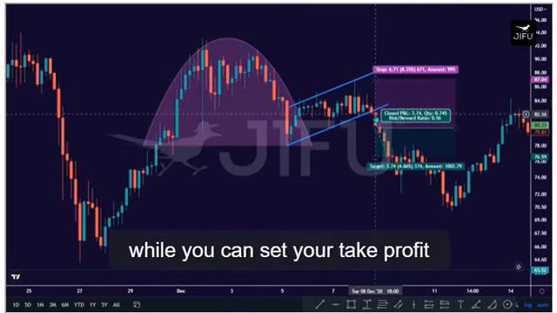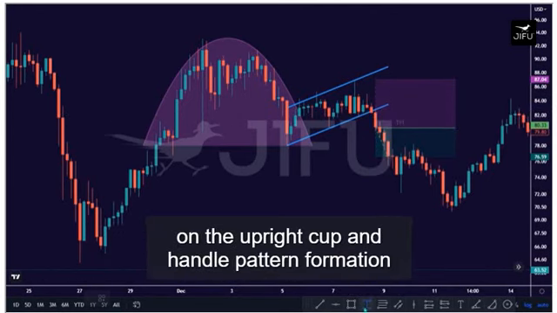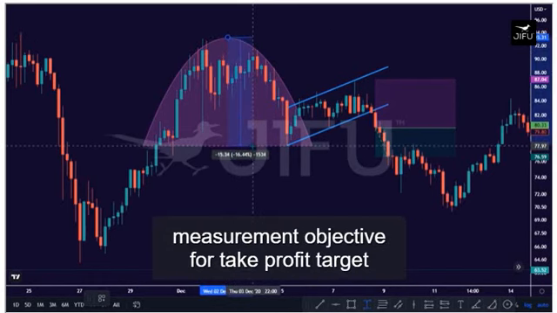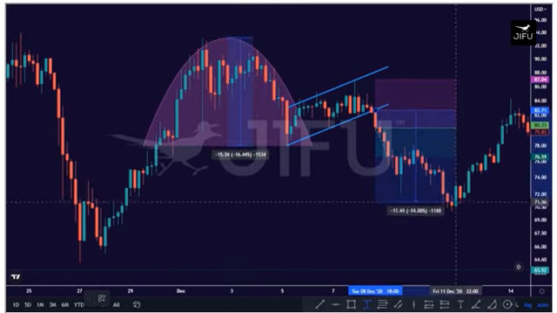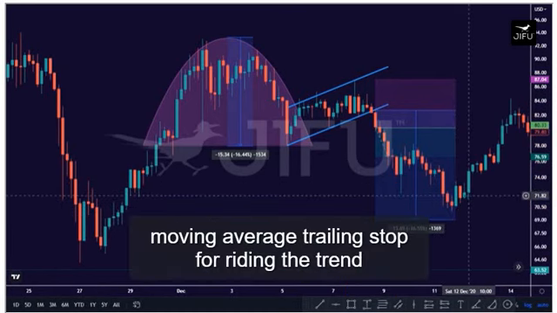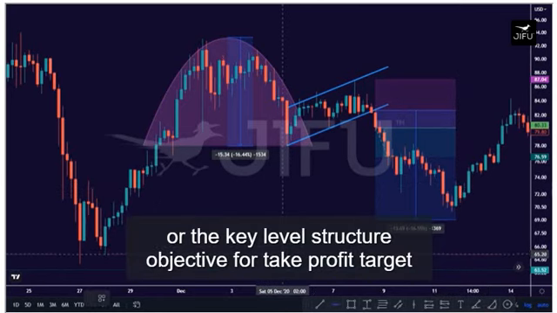While you can set your take profit depending on the three techniques I showed you on the upright cup and handle pattern formation, which are measurement objective for take profit target, moving average trailing stop for riding the trend, or the key level structure objective for take profit target.